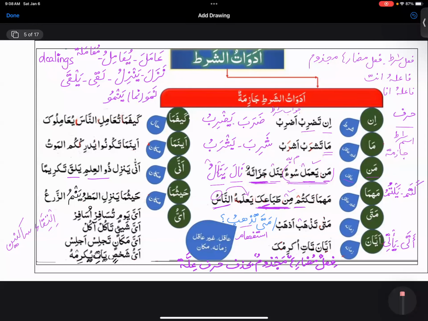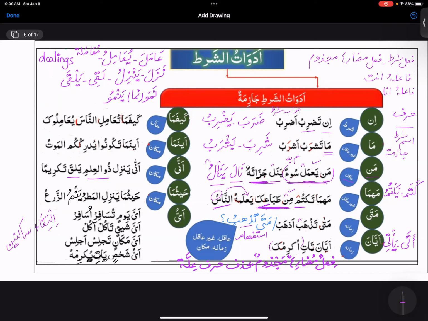Tati is a fel shart, right? Fel shart jazima, and it is, we can say, by ayna. Yes, we can say that. And ukrimka is a fel mudari majzum, jawabul shart, and ka is the maf'ul bihi. The answer will be: whenever you come, I will honor you. So where is the jawab? The jawab shart is ukrimka, I will honor you. Jawab shart fel mudari majzum fa'iluhu ana. Whenever you come, I will honor you. So ukrimka is the jawab shart. Very good. Okay, thank you.